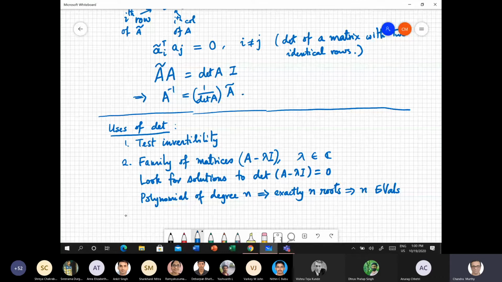The other uses are that, I already mentioned that the magnitude of the determinant gives us the volume of the parallelepiped formed by the columns of A.